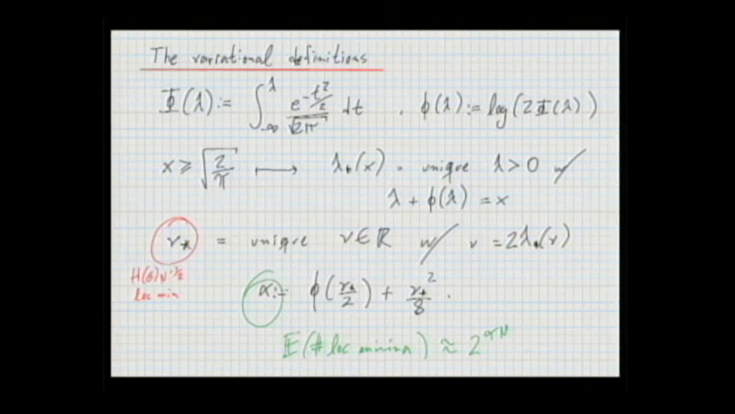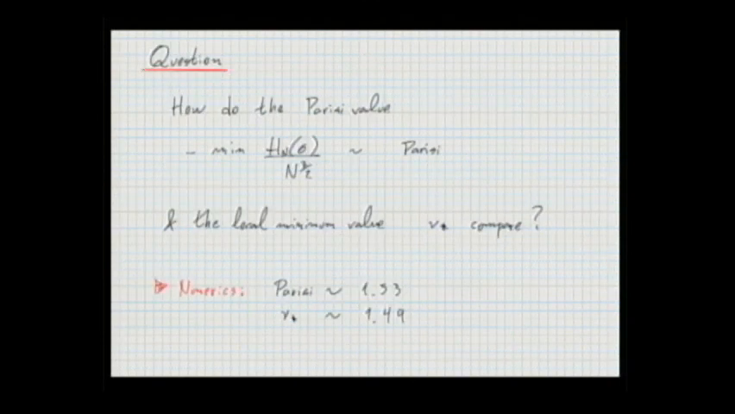What kind of numerical question would you want to answer with this? Well, here's one natural question. We have this local minimum value. If you have a local minimum, its energy divided by n to the 3/2 should be close to minus this. And of course, we have the global minimum, which is given by the Parisi formula. So you can ask, as I asked before, how close are local minima to global minima?